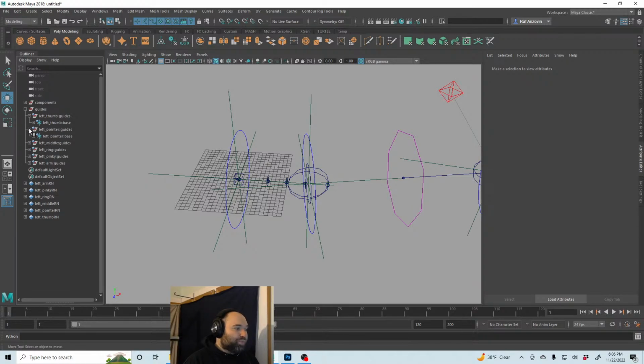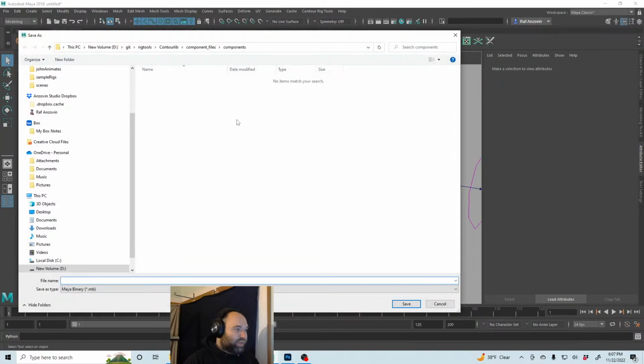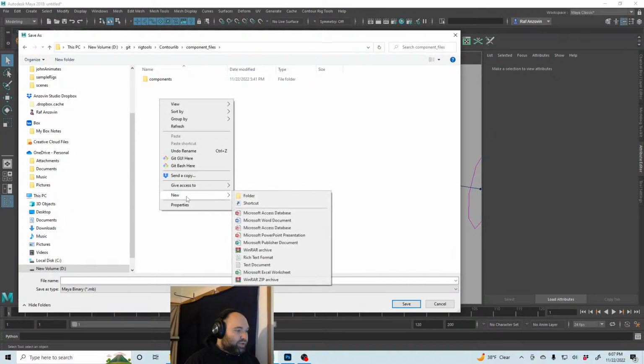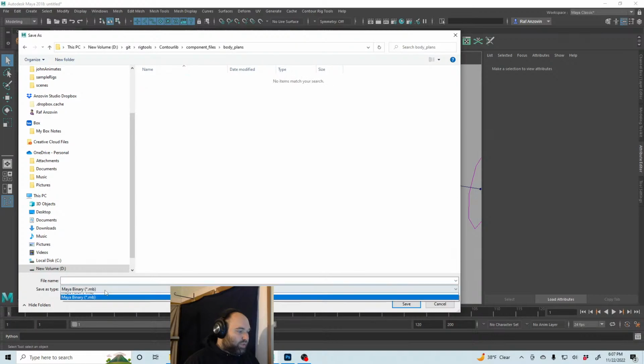Although, actually, before I do this, here's something I may want to change about the finger. Before I do anything else, let me actually save this. So I'm going to create a new folder called body plans, and I'm going to call this one a standard body plan. I'm just going to call it standard biped. Maybe we'll change what it's called, but for now, that's fine.